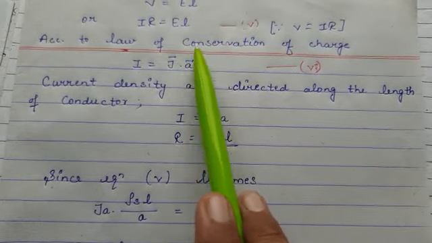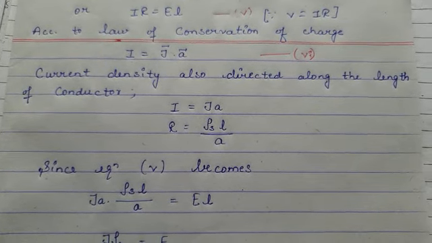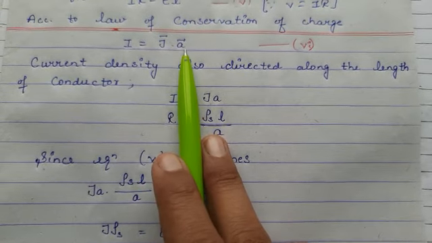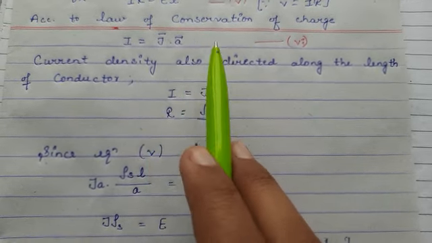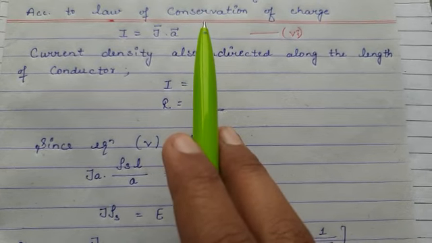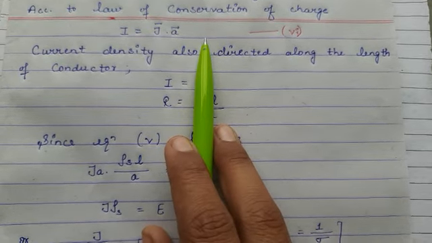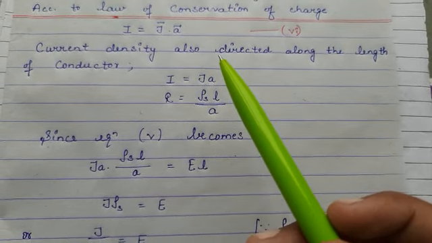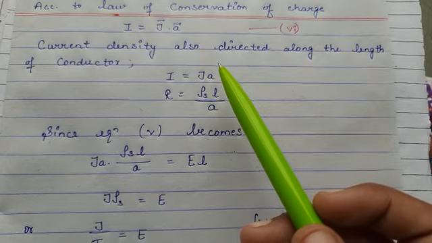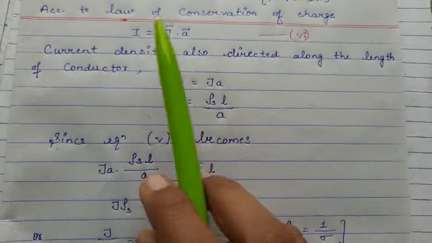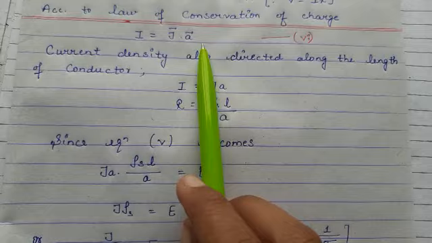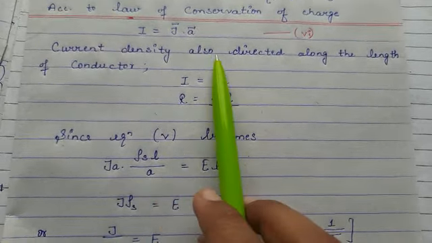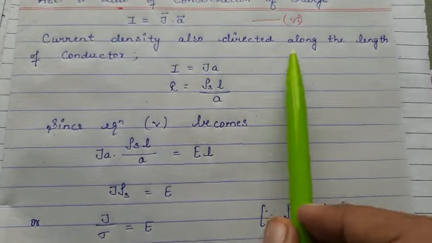Now according to the law of conservation of charge, we can say that I is equal to J into A. Now what is the law of conservation of charge? The outward flow of charge must be balanced by a rate of decrease of charge within the closed surface. So I is equal to J into A, equation number 6.